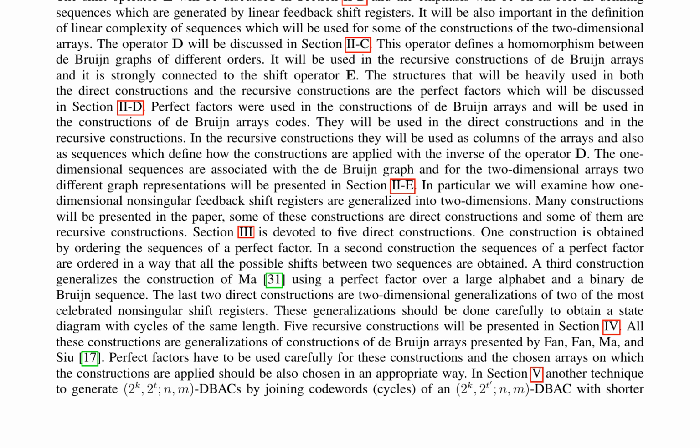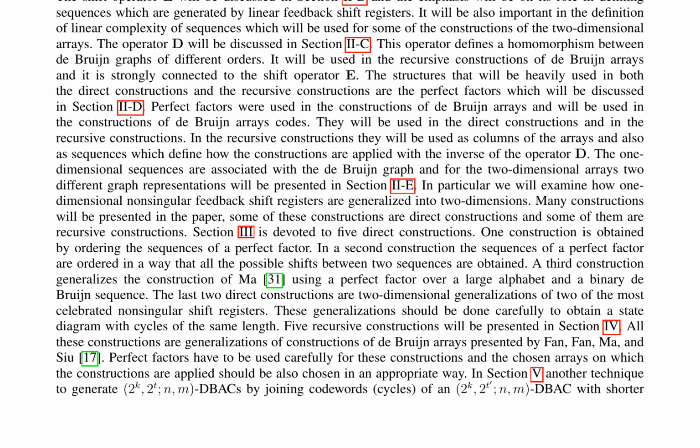The paper presents various constructions of de Bruijn arrays codes, including direct constructions and recursive constructions. Section 3 is devoted to 5 direct constructions, while Section IV presents 5 recursive constructions. These constructions generalize existing methods for constructing de Bruijn arrays and are used to generate 2^k, 2^t, n, m, DBACs. The rest of the paper explores techniques for generating de Bruijn arrays codes, including joining codewords of a 2^k, 2^t, n, m, DBAC with shorter arrays.